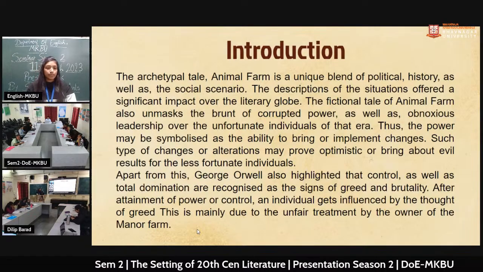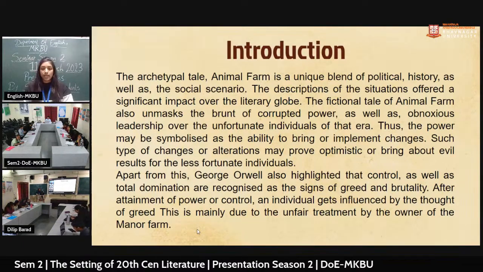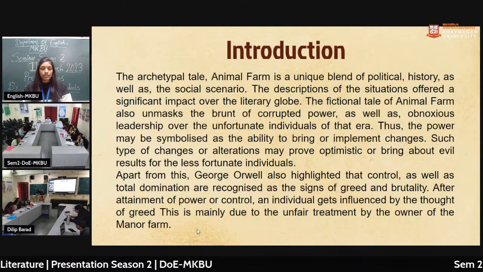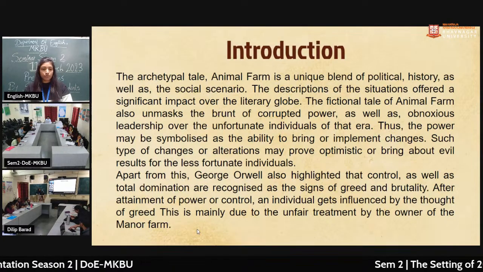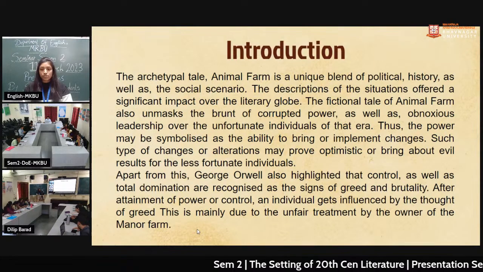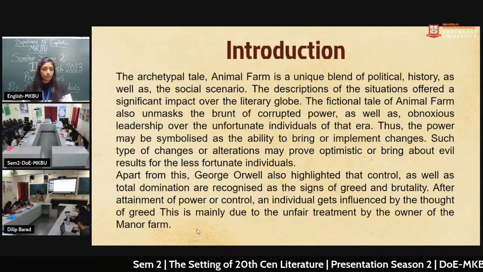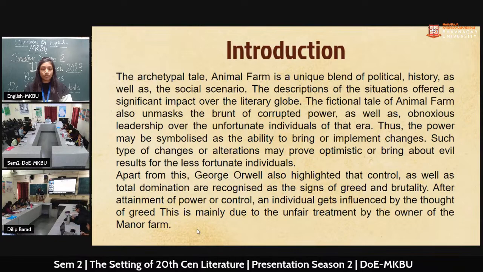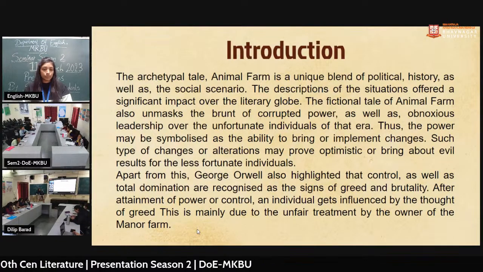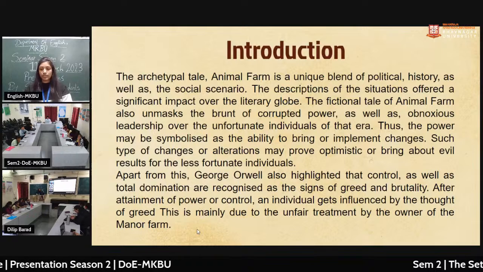So, the archetypal tale Animal Farm is a unique blend of political history as well as the social scenario. The description of the situation had a significant impact over the literary globe. The fictional tale of Animal Farm also unmasks the brunt of corrupted power as well as obnoxious leadership over the unfortunate individuals of that era.